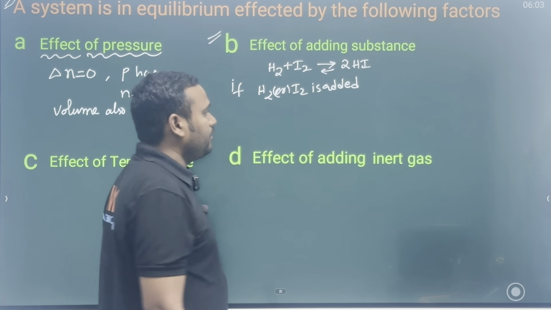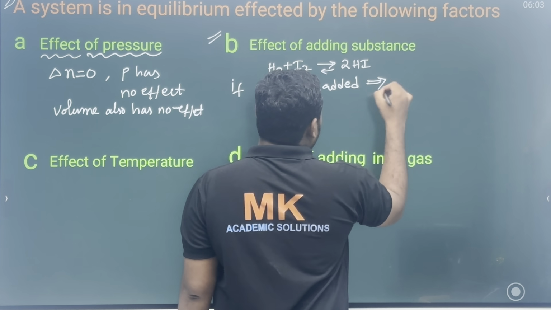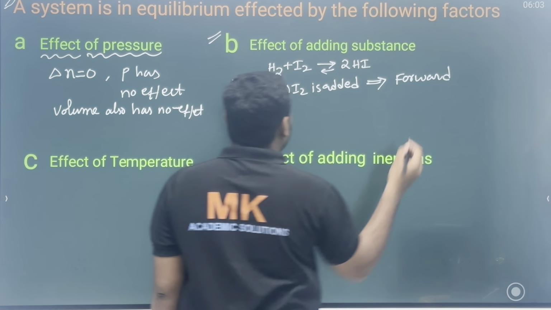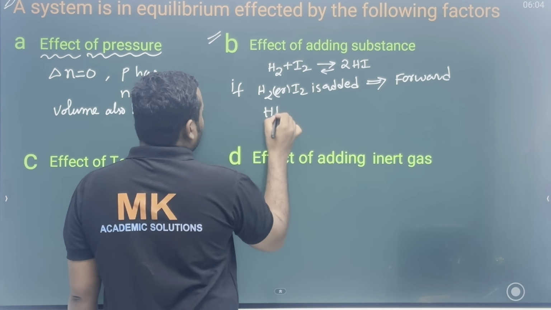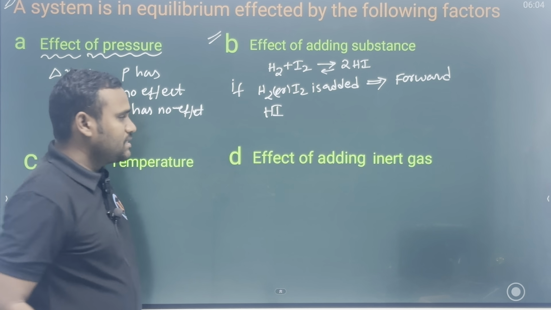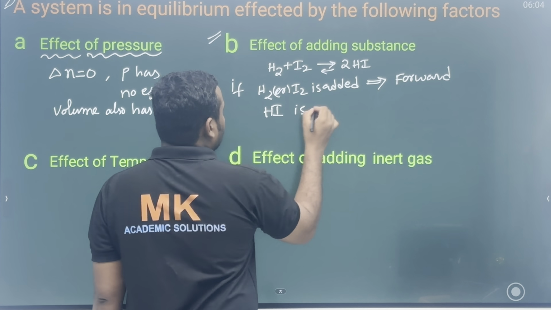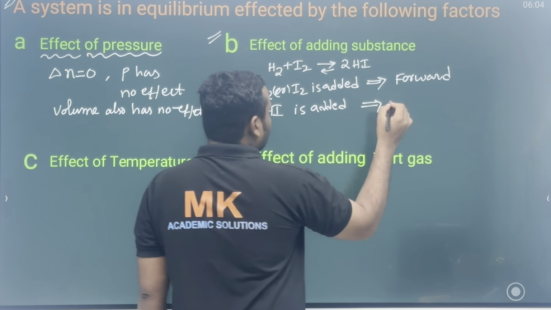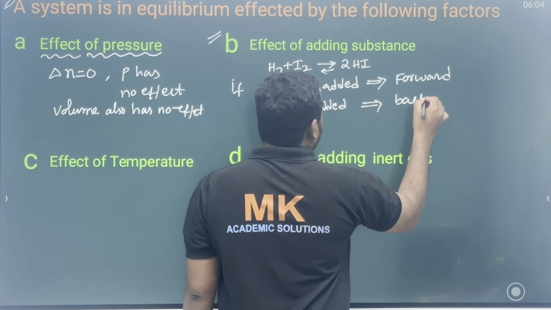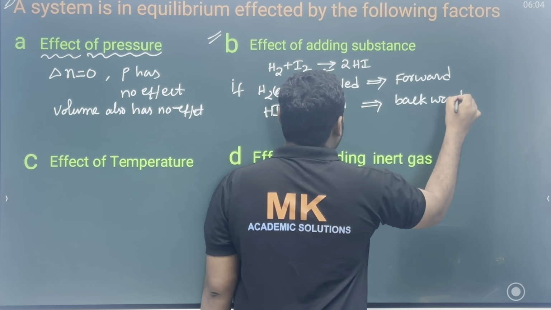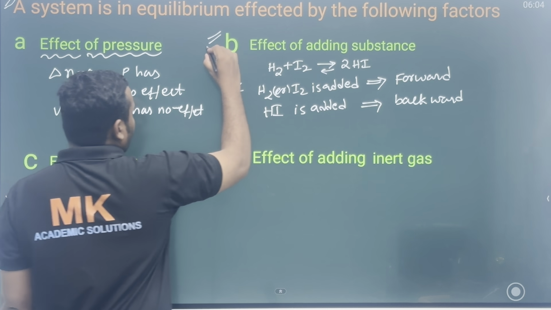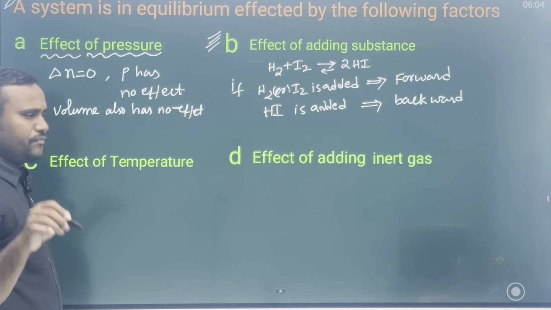This point we can make as a generalization. If H2 or I2 is added, in which direction does the equilibrium shift? Forward direction. And if HI is added, HI is what? Product. HI is added, what will happen? The equilibrium shifts towards the backward direction, the backward reaction is going to take place. So this point we can make as the generalization for every type of reaction.